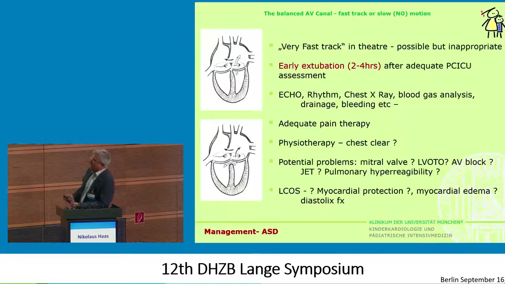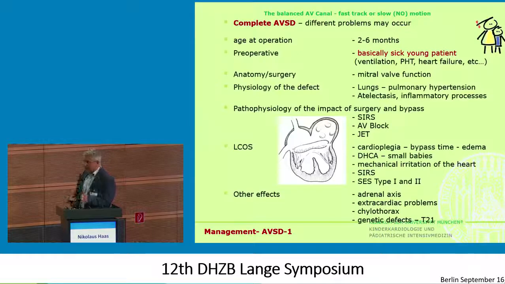Now, what about the more complex cases? The complete AVSD: basically, you know that the operation age is 2 to 6 months, depending on the clinical status and depending on the pulmonary hypertension, as has been mentioned by Christian Bejar. Preoperatively, you have the sick young patient. This is why these patients go to theater.